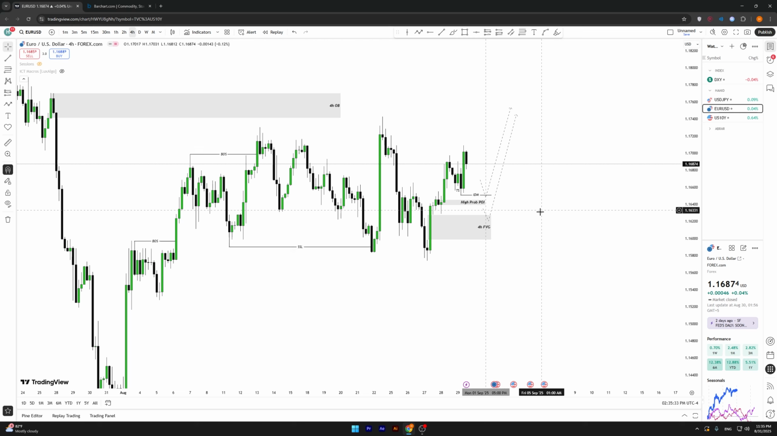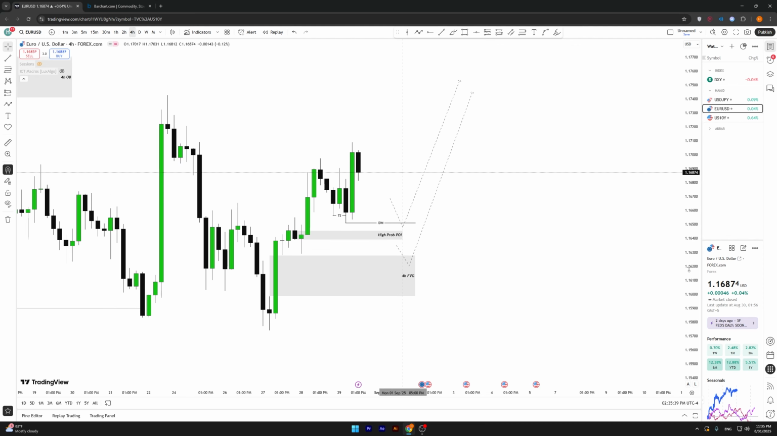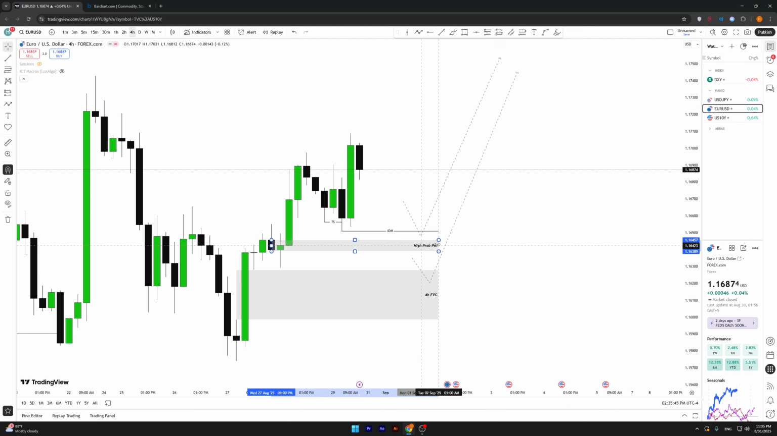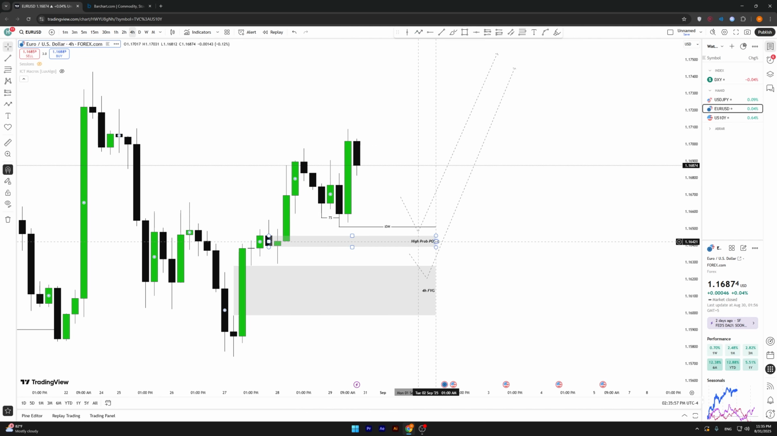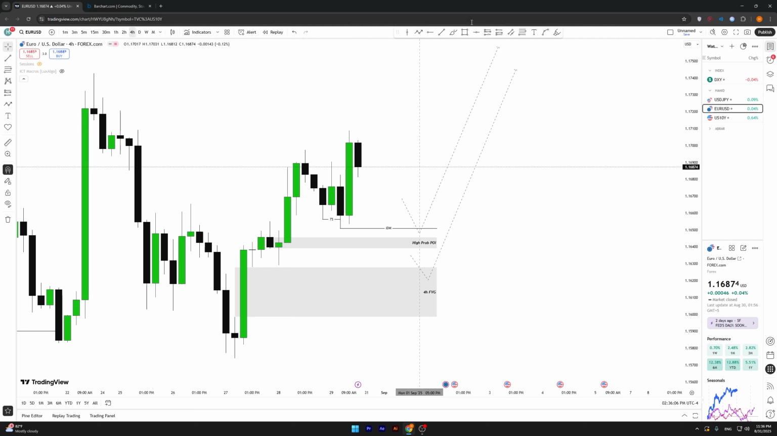Now I have already marked these two models, the high probability PYs. I will wait for price to create my entry model at these two PYs. This one is below the inducement, and this is the extreme PY. So this is my first PY and this is my second PY. Now I will wait for the price to move to the upside. I will look for the same entry model at this zone, whether in 4-hour or 15-minute.